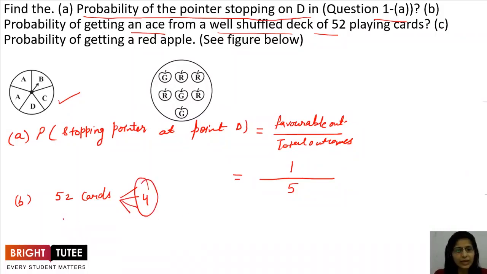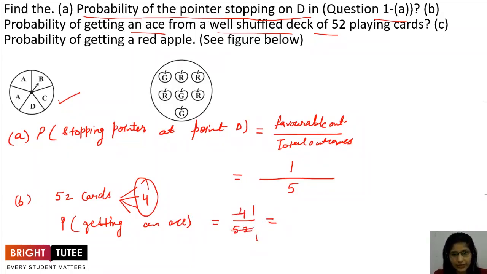So we have to calculate the probability of getting an ace, right? The number of aces is 4 and total number of cards is 52. So when we cancel it, 4 ones are 4 and 4 threes are 12. We get 1 upon 13. So this is the probability of getting an ace out of 52 cards. The question was probability of getting an ace from a well shuffled deck, well shuffled means the cards are randomly mixed with each other, right?